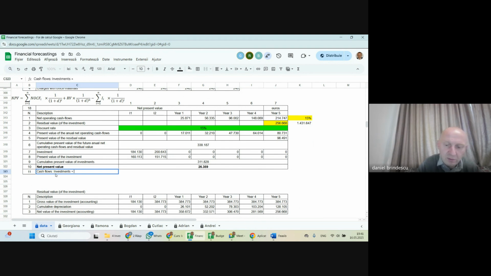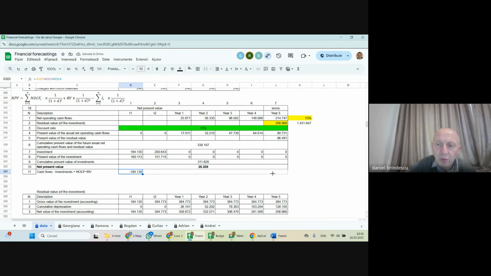Investments, net operating cash flows, plus residual value. Well, investments, of course, with the minus sign, because they are payments. So, minus investments plus net operating cash flows plus residual value.